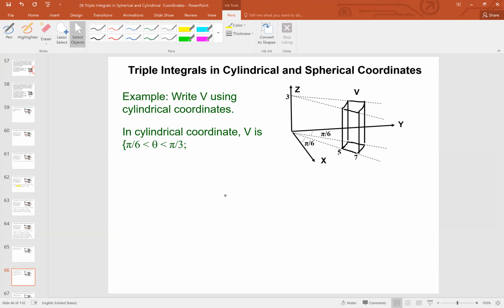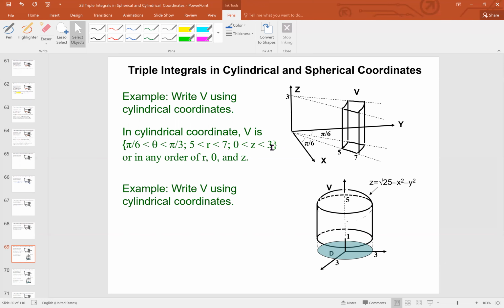The base in cylindrical coordinates is basically a polar equation, so first I describe the base. Theta goes from pi over 6 up to pi over 3, and the radius goes from 5 to 7. That's for the polar base. Then for the z part, you just tack on whatever z goes from, in this case from 0 up to 3. This will be the set description of this wedge column, if you like.